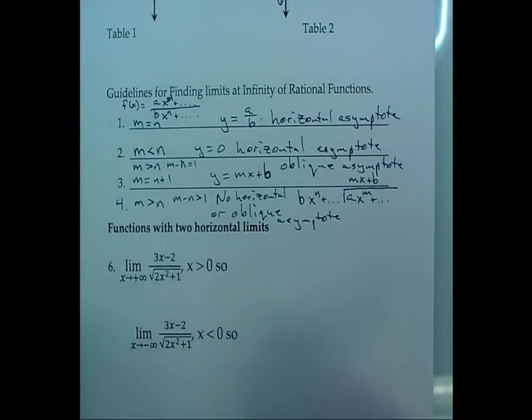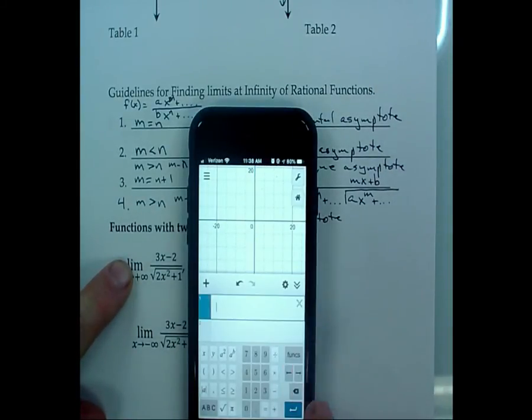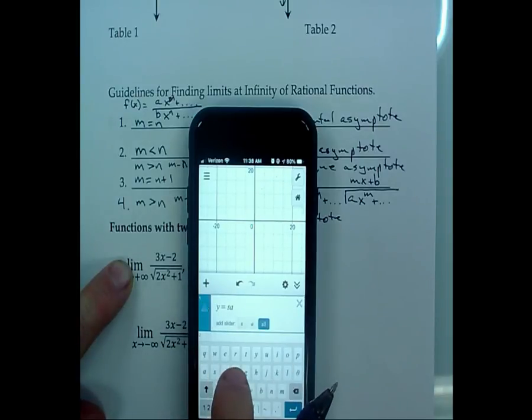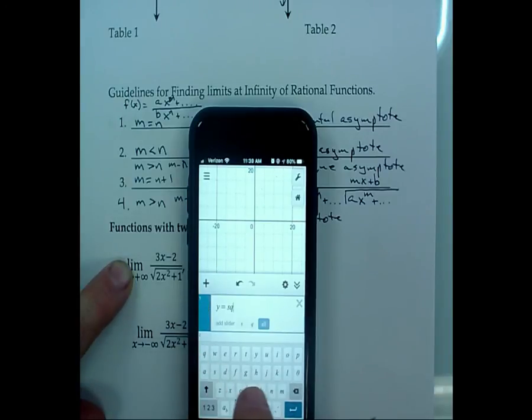I'm shifting gears. So I'm going to put this equation in here. And I'm going to put y equals, and I'm going to type in square root. Oops, square root's got a q in it.